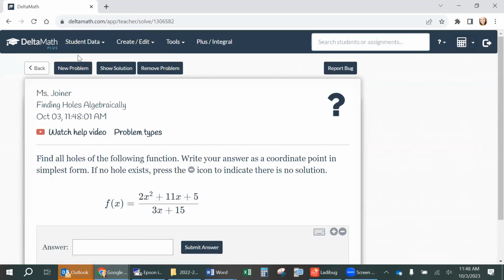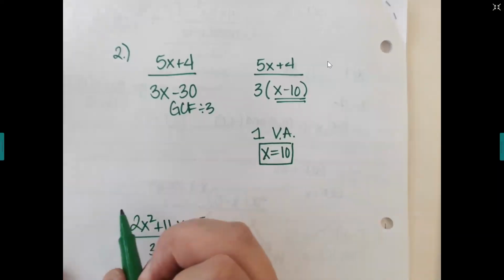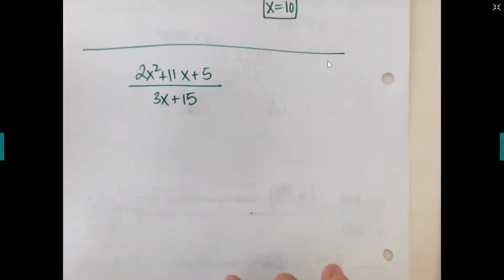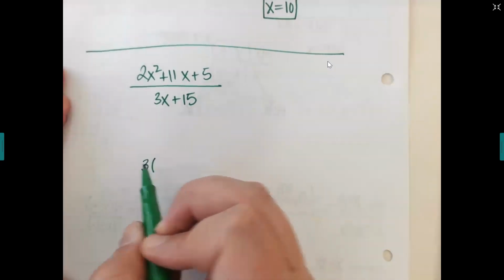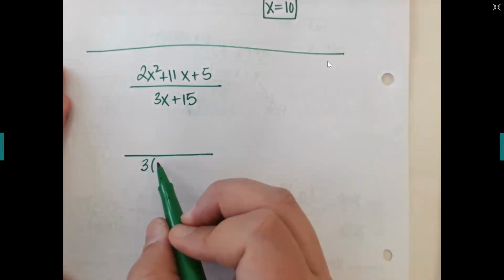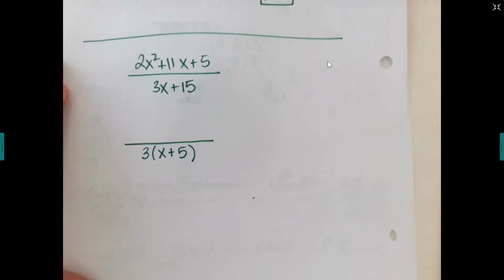So 2x squared plus 11x plus 5 on top, 3x plus 15 on the bottom. Okay. First question, let's start with the bottom. Bottom's easier. What can we take out? 3. What would be left over? X plus 5. Okay, for the top, what's the method?